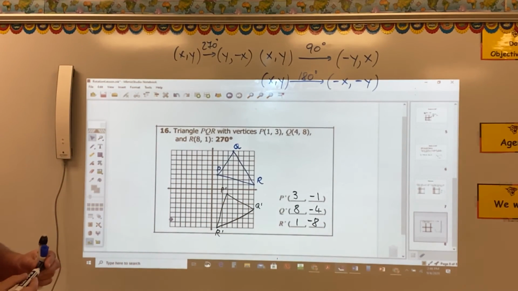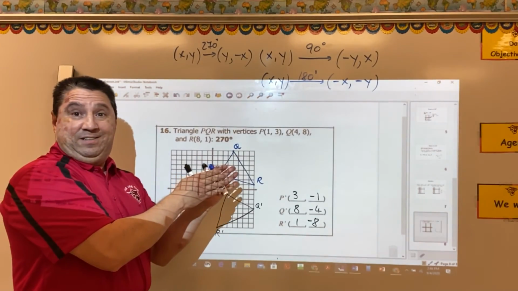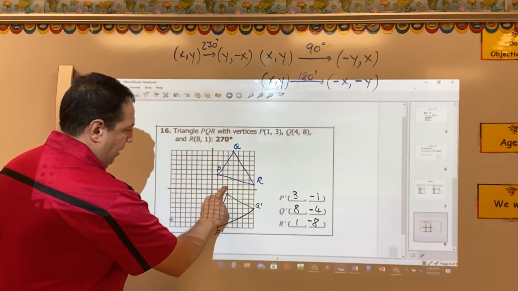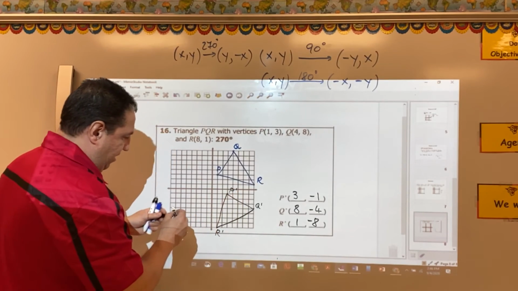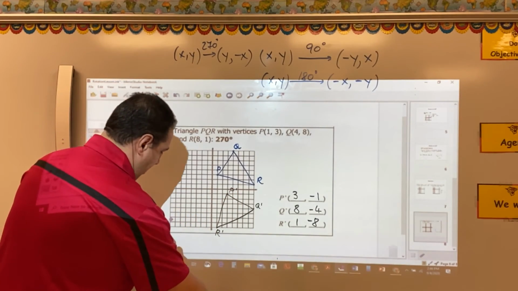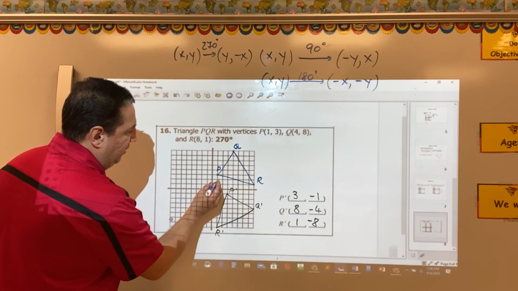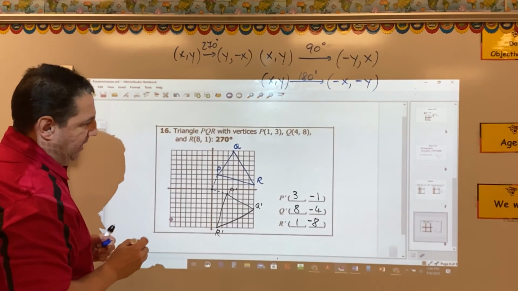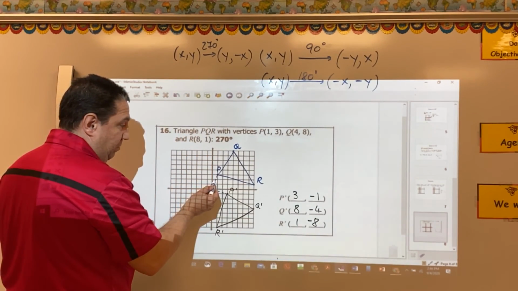Yeah? So, how do we emphasize the angle of rotation? By, let's say, connecting, for example, points P and P prime with the origin. Yeah? So, the angle of rotation of 270 would be this angle.